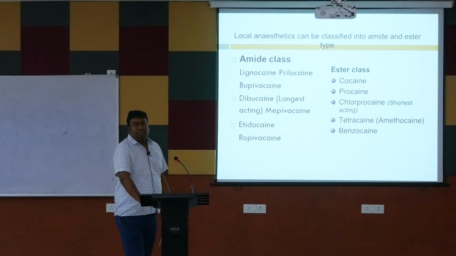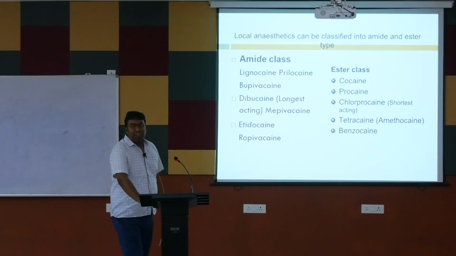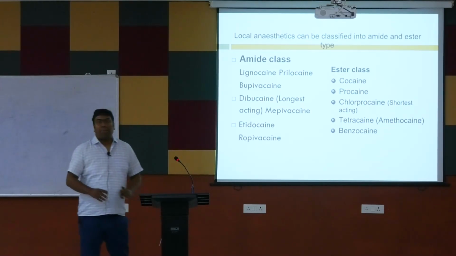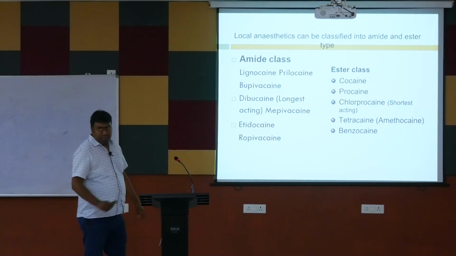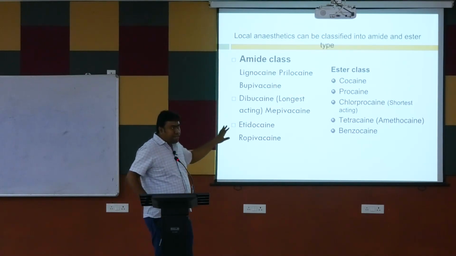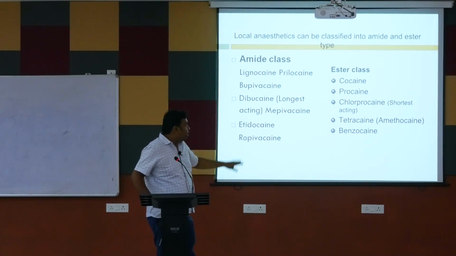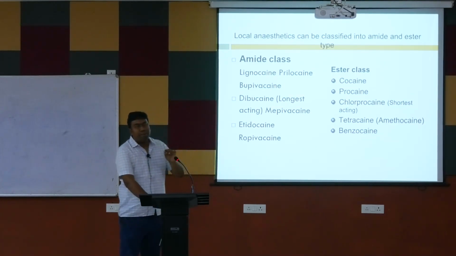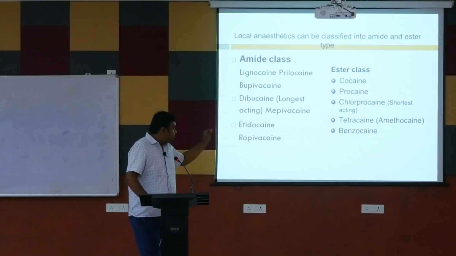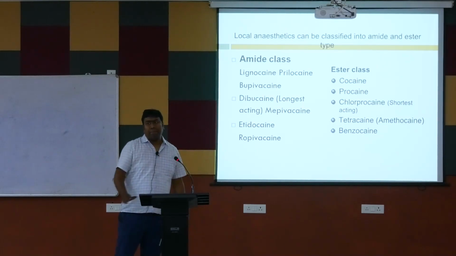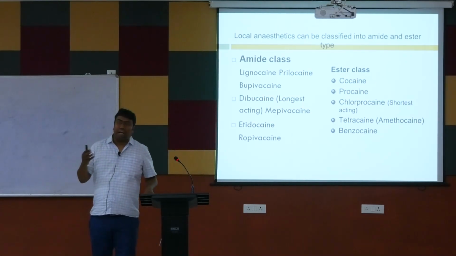What are the different local anesthetics? We can broadly classify them into amide and ester groups. In the ester group, there are cocaine, procaine, chlorprocaine. Chlorprocaine is important because it is the shortest acting local anesthetic. Tetracaine and benzocaine are also in the ester group.